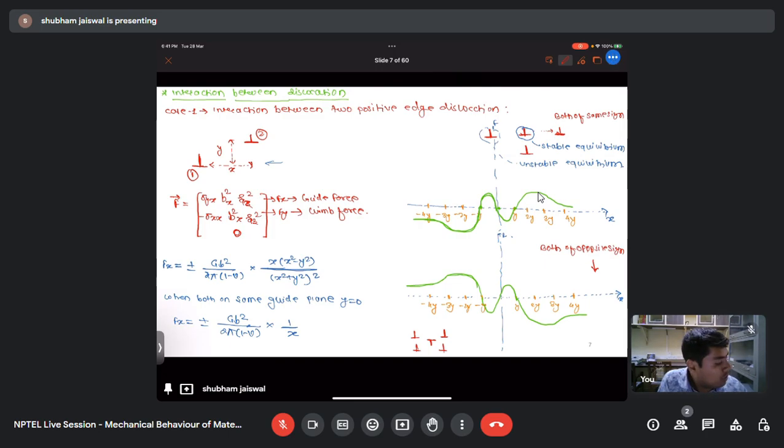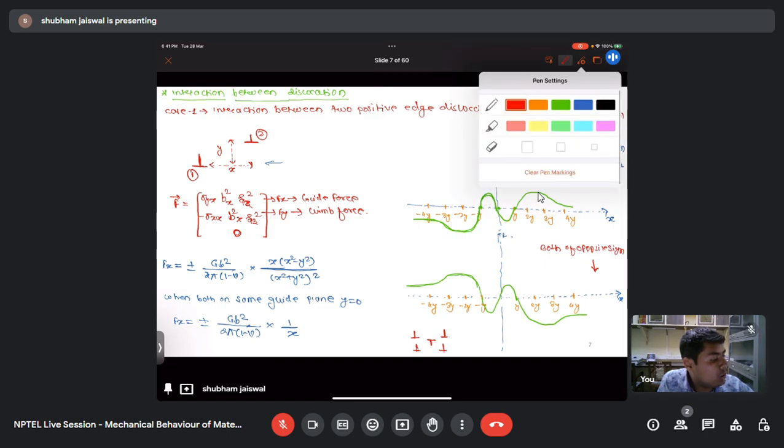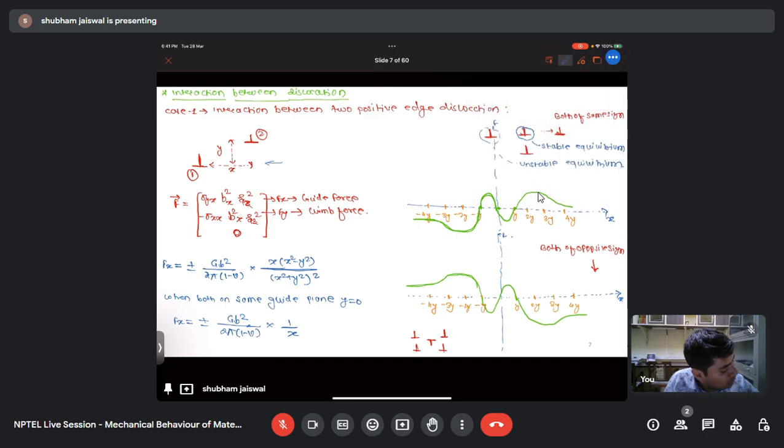So we can say that the dislocations with opposite signs are stable at an angle of 45 degrees. So this is their stable equilibrium, and this position is unstable equilibrium. Okay. So these are the things we have seen in the dislocation interaction between the two edge dislocations.